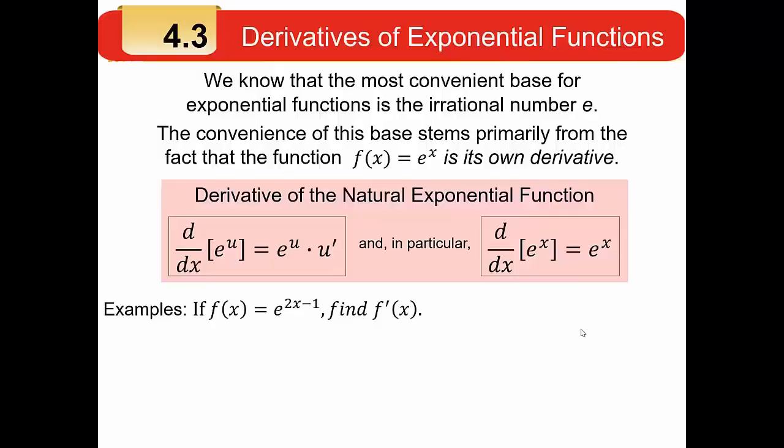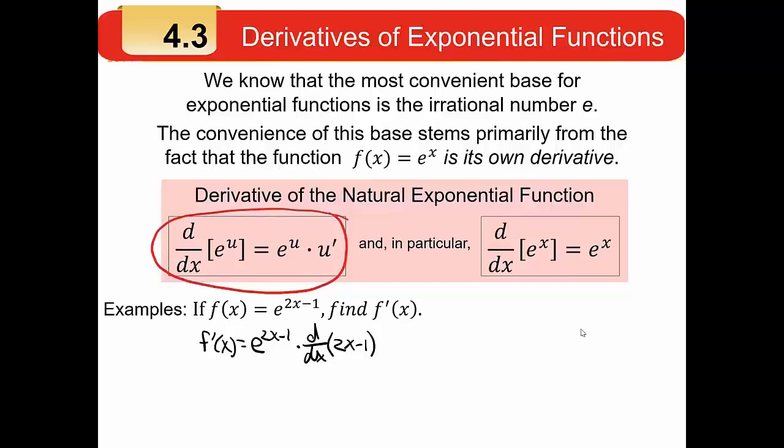The examples turn out to be pretty simple because the concept is pretty simple. For example, if I ask you to find the derivative of f of x equals e to the 2x minus 1, find f prime of x, you would simply treat the 2x minus 1 as the u in the formula above on the left. Then you would write the derivative as e to the u, where u is 2x minus 1, so it would be e to the 2x minus 1, multiplied by the derivative of the exponent. Well, the derivative of 2x minus 1 is just 2. Normally we write the 2 in front, so if you simplify it and write it in the most natural way, you would get f prime of x is equal to 2e to the 2x minus 1.